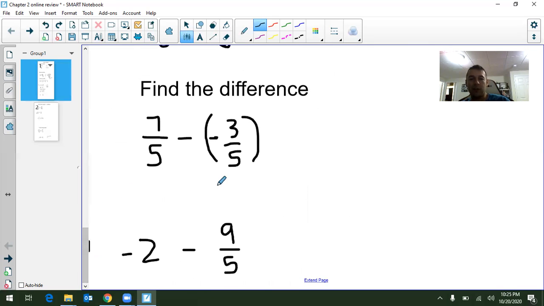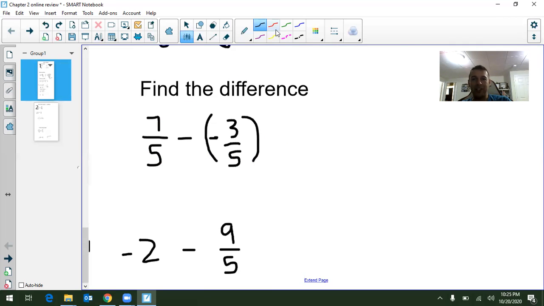All right, finding the difference. So this one, we're subtracting. Same thing for addition and subtraction. We're going to find common denominators. In this case, we have 5s for common denominators, so we can just go ahead and solve the problem.